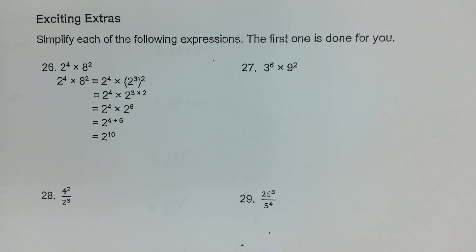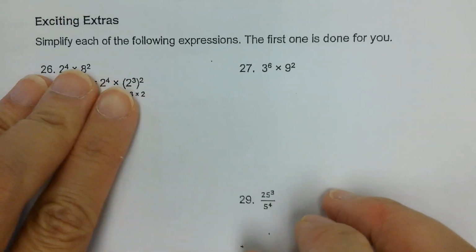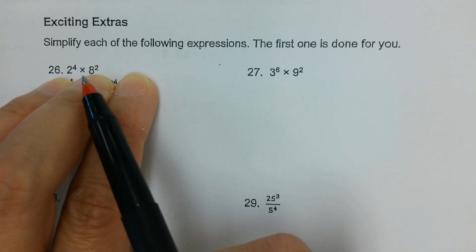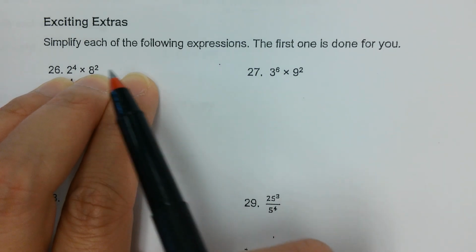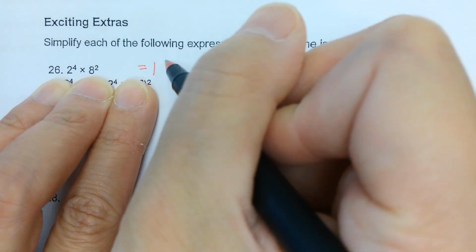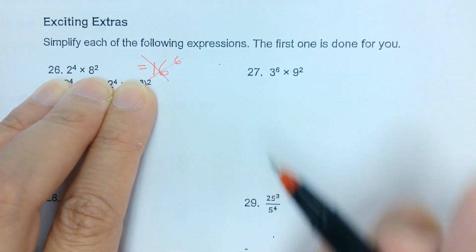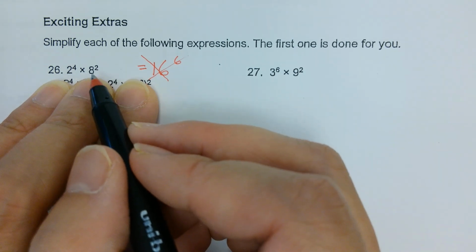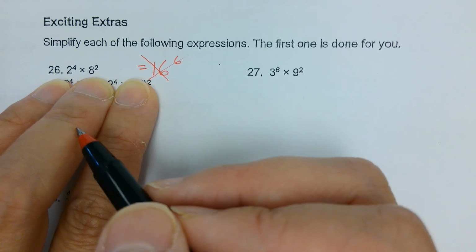Okay, these ones are a little tricky. If I just have 2 to the power of 4 times 8 to the power of 2, can I just make this 16 to the power of 6? Why not? Because the bases aren't the same. That's right. So I cannot combine them because the bases are not the same. But can we force it to be the same?